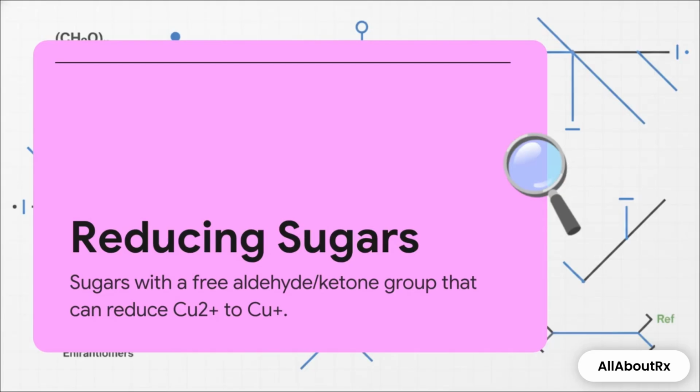This brings us to a massively important concept for your lab exams: reducing sugars. So what actually makes a sugar reducing? Well, if a sugar has a free aldehyde or ketone group when it's in its open chain form, it has the chemical power to reduce cupric ions, that's Cu2+, down to cuprous ions, or Cu+. This electron transfer is the vital chemical mechanism behind classic diagnostic tools like Benedict's and Fehling's tests. If the solution reacts, you've got a reducing sugar for sure.